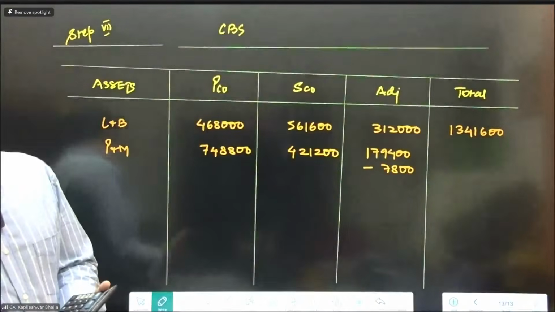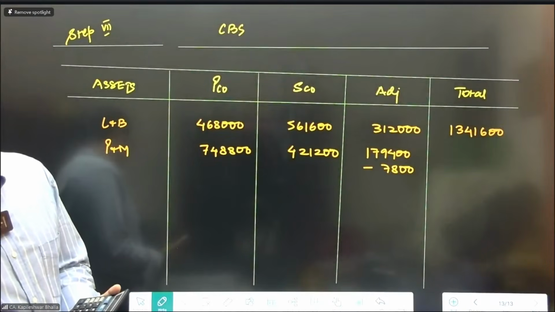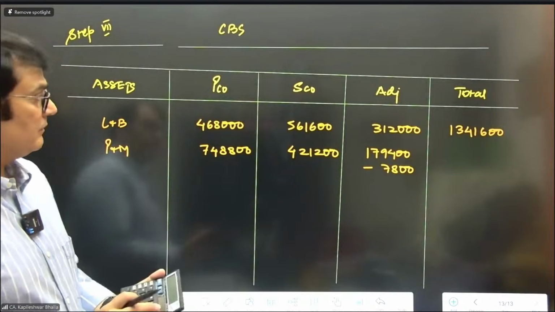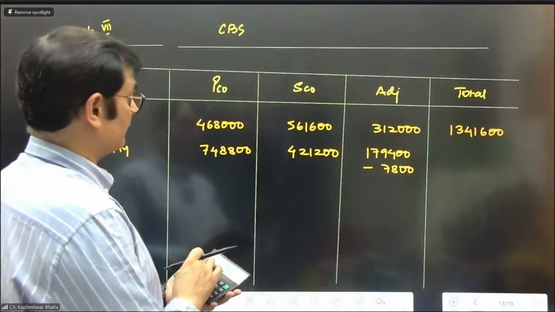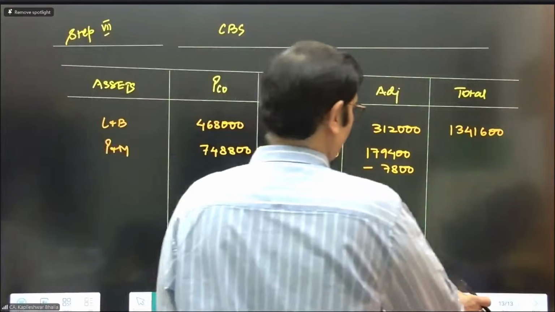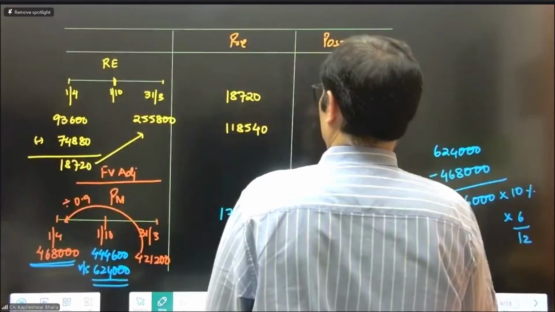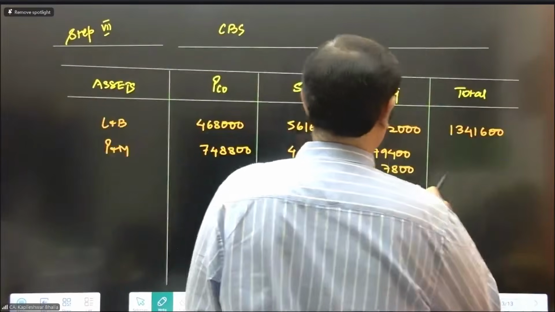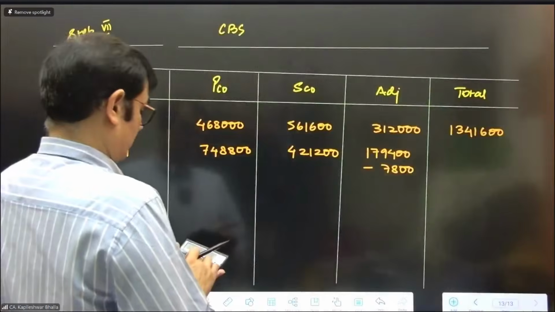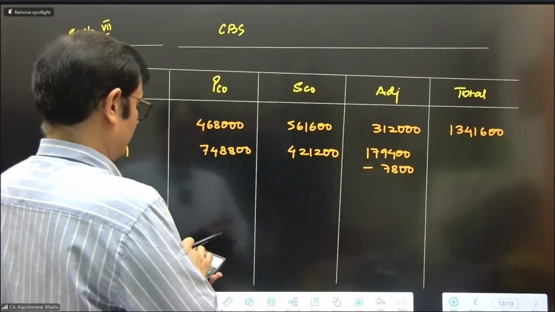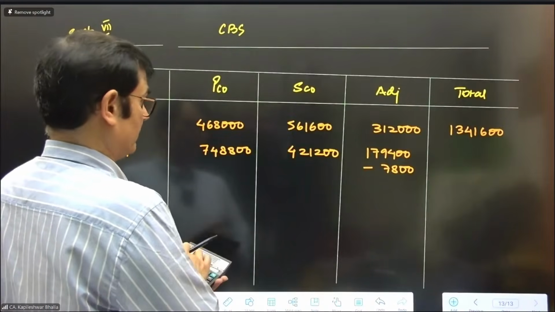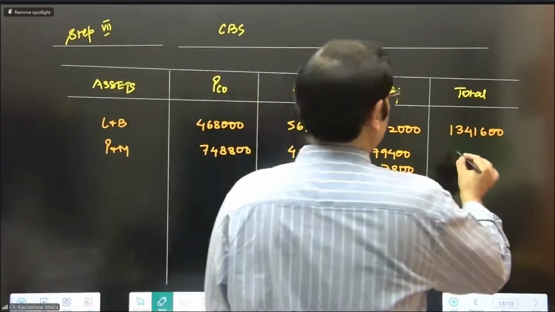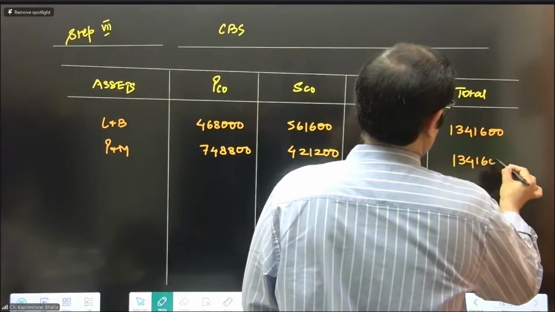So this works out at a total of 748,800, 421,200, 179,400, and 7,800. So plus this is 748,800, 421,200, 179,400, 7,800. This is again the same figure by chance, of course.